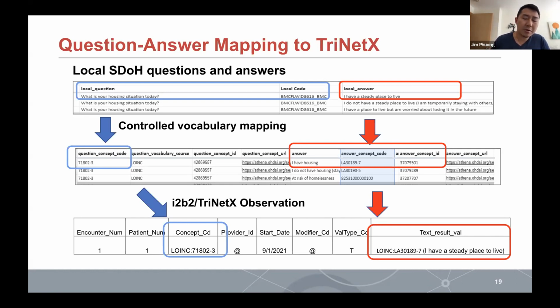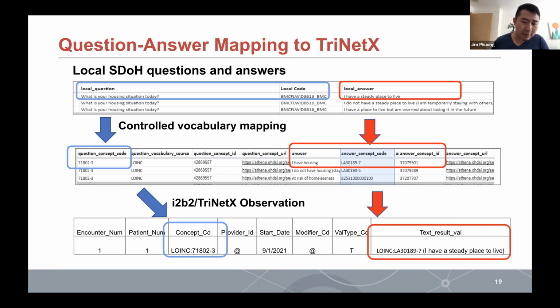We're mapping that question, the answer option, to what would be the closest semantic vocabulary for that in the LOINC or SNOMED space. And then eventually the i2b2 TriNetX representation is the vocabulary domain and the concept code for the answer, with parentheses containing the actual text of what that answer option was.